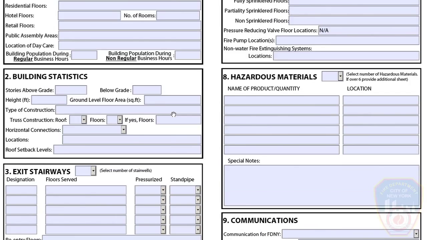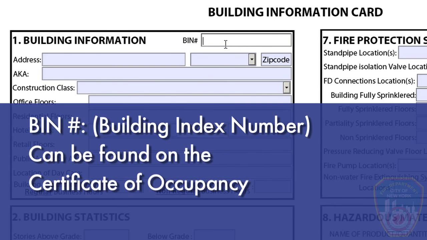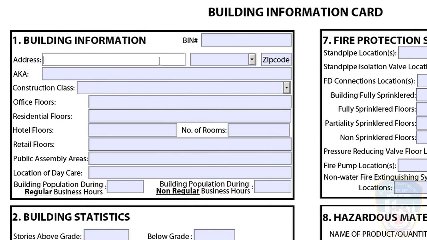Starting with Box 1, the BIN number can be found on the Certificate of Occupancy. The Buildings Department has assigned to every building a BIN, Building Index Number. Next, type in the address. Each borough is listed in the drop-down. The headquarters of the fire department is located in Brooklyn, so we'll enter Brooklyn here.